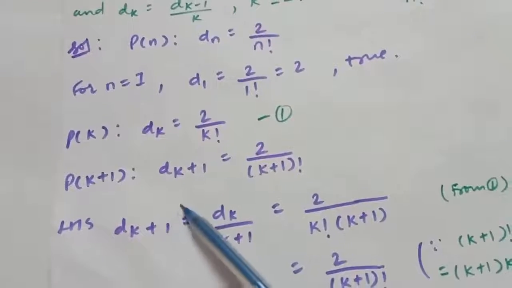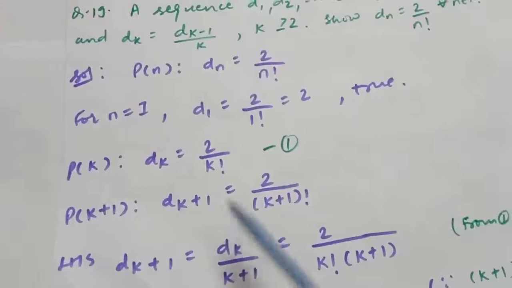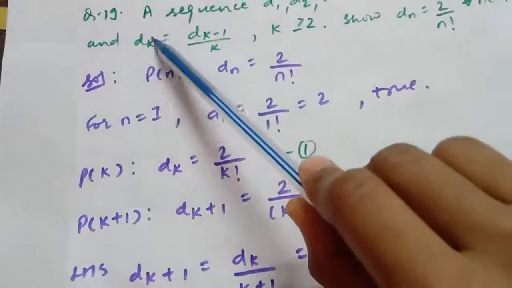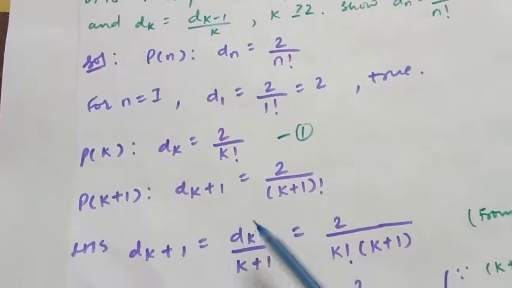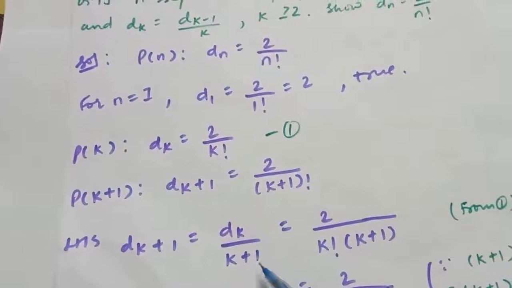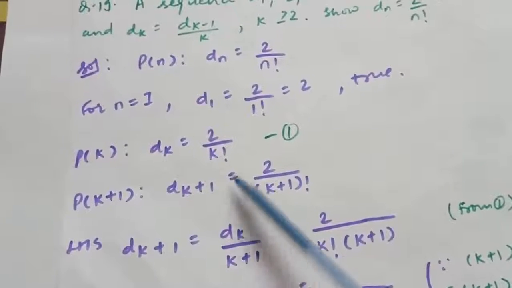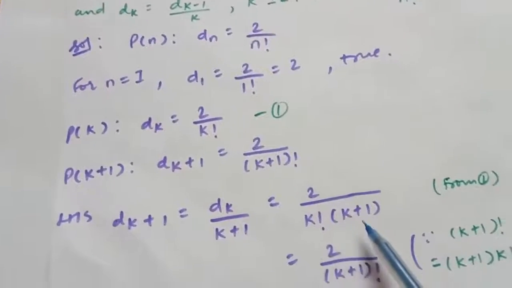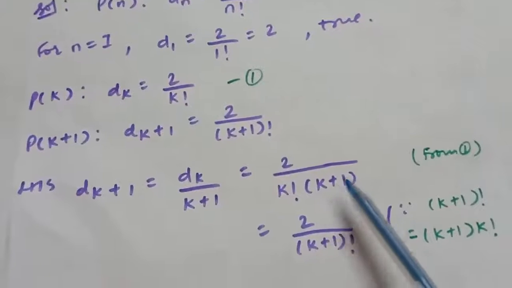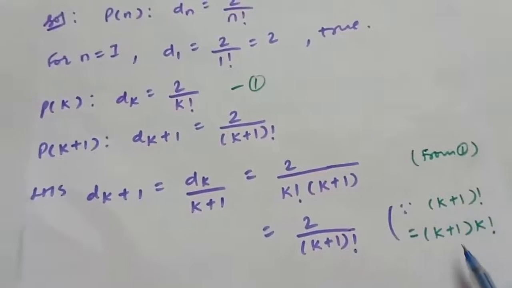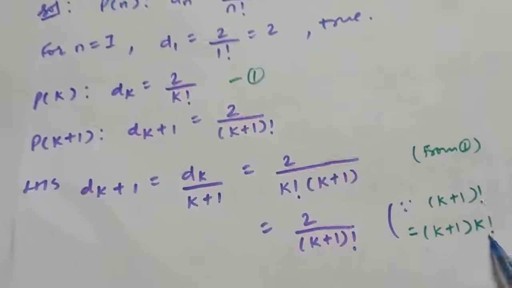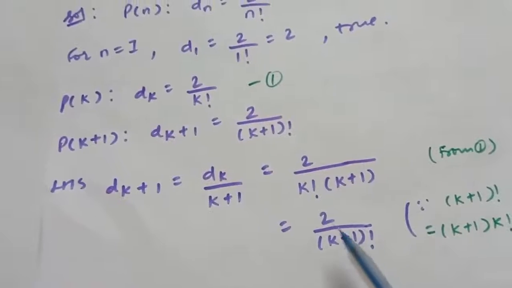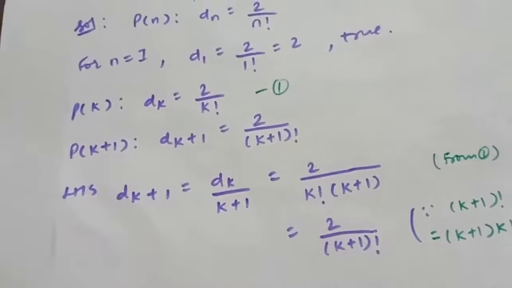Taking left hand side, d(k plus 1) is equal to, because this sequence is already given, in this, in place of k, just put k plus 1. So you will get dk upon k plus 1, which is equal to, now using 1 we can write, 2 upon k factorial into k plus 1. Also we know that (k plus 1) factorial can be written as (k plus 1) into k factorial. So replacing this (k plus 1) into k factorial with (k plus 1) factorial, this is what we wanted to show, right?